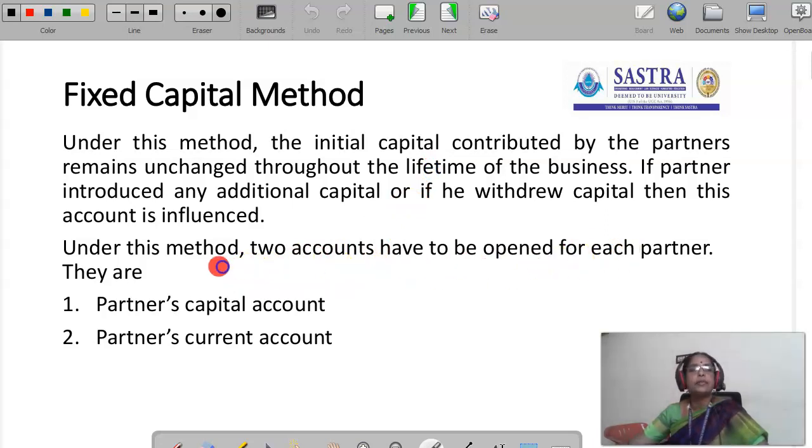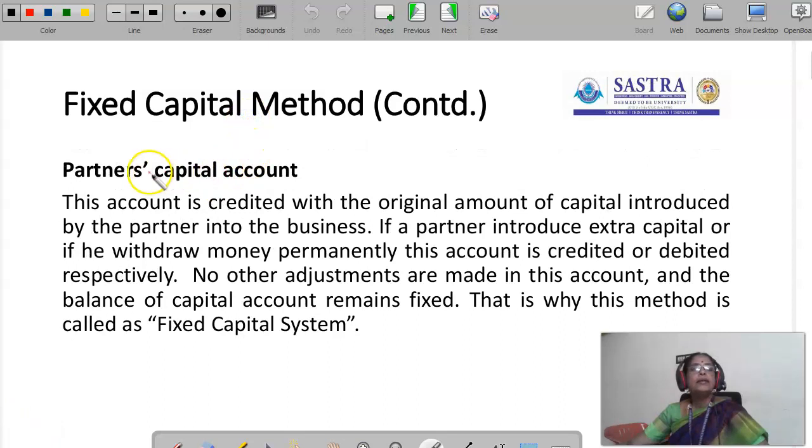Under this method, two accounts have to be opened for each partner. They are partner's capital account and partner's current account. Under the fixed capital method, first we have to prepare partner's capital account. This account is credited with the original amount of capital introduced by the partner into the business. If the partner introduced extra capital or if he withdrew money permanently, this account is credited or debited respectively. No other adjustments are made in this account. And the balance of capital account remains fixed. That is why this method is called fixed capital method. The capital of the partner remains unchanged, static, and so this method is called fixed capital system.